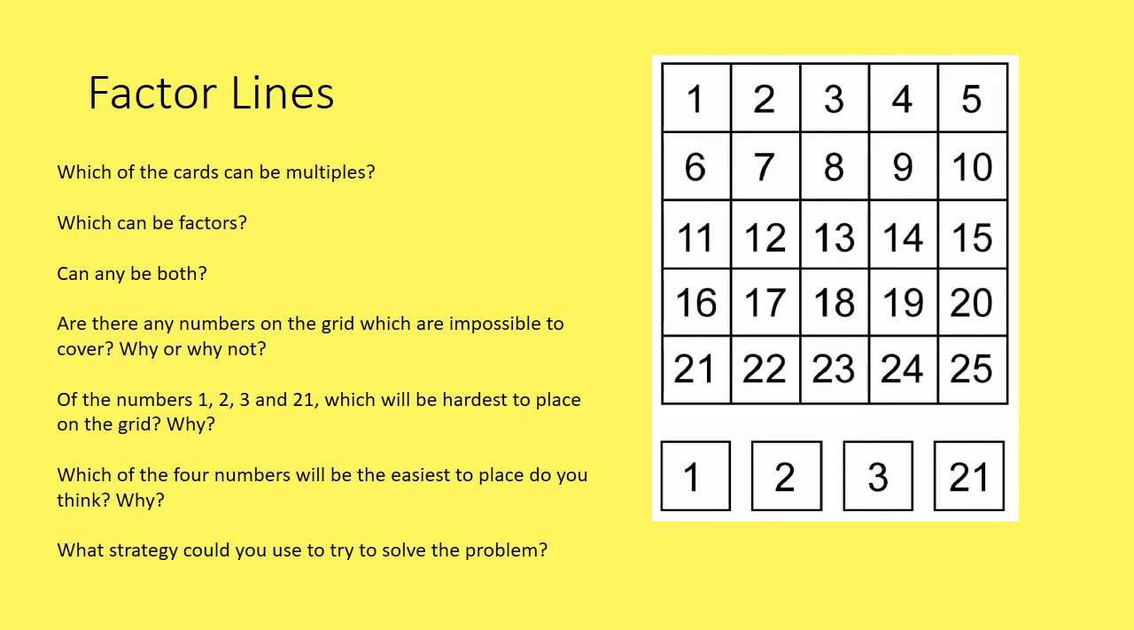It's going to be much harder to put the 21 onto the grid. There aren't any multiples of 21 to choose. The first multiple of 21 would be 42, and that's too high to be on the grid. So I'm going to be having to look for factors of 21, and there aren't so many choices for factors of 21. So my strategy could be to try and place the 21 first, because there's only a limited number of places where I can put that card.